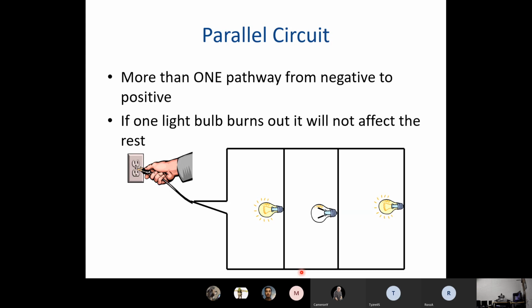So on a parallel circuit, there's multiple pathways. So if one burns out, it only affects that particular pathway. It doesn't affect the rest of the circuit. This is a higher quality. These are the $5 light sets that you buy at the Walmart. So it's a little bit better.